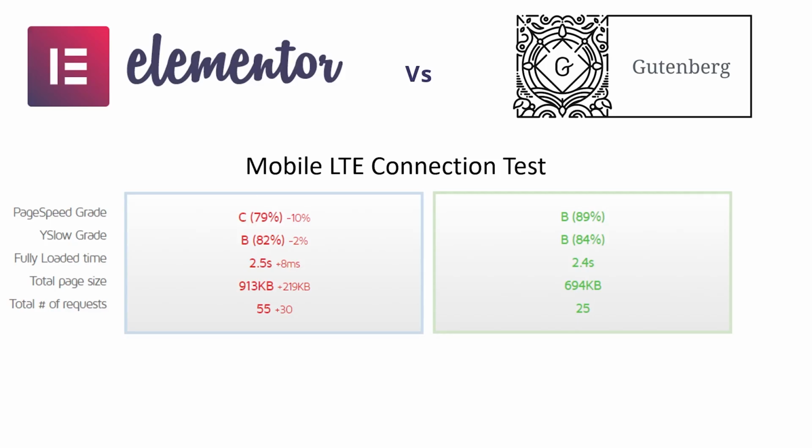All right, so those tests were done using an unthrottled desktop connection. What happens if we slow the connection down? So in this next test, I used the mobile LTE connection. And so the page speed slowed down, but the difference stayed about the same. So the Elementor page loaded in 2.5 seconds, the Gutenberg 0.1 seconds faster. The page size difference and the page request difference, those stayed the same.